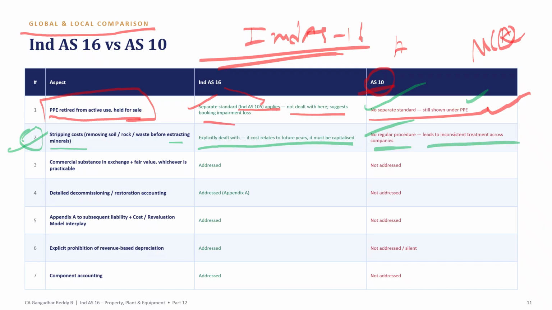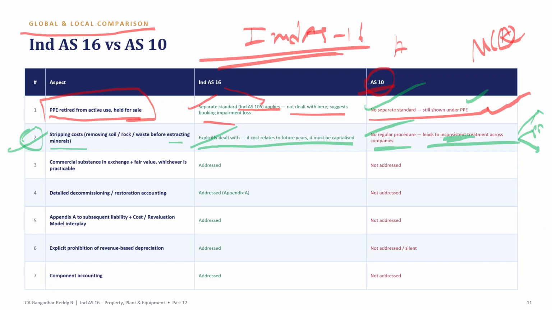This lists the inconsistencies. Suppose some treat it in the P&L account, some treat it in the revaluation surplus account, some treat it as a PPE asset. So there will be inconsistency in the corporates because that particular concept is not available in the standard. If that concept is included in the standard, they should follow it as the standard requires. So the consistency will come.